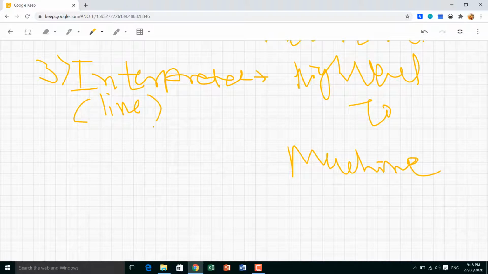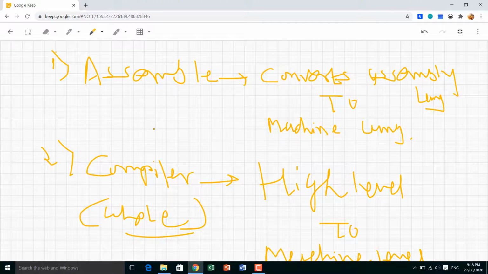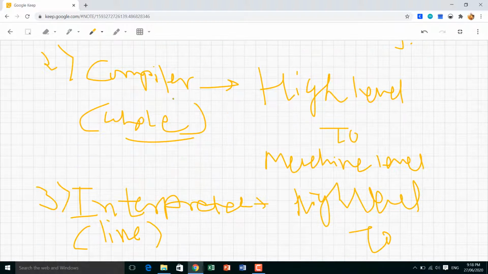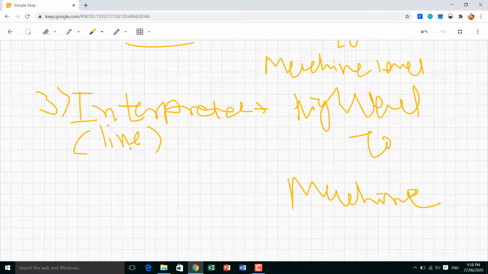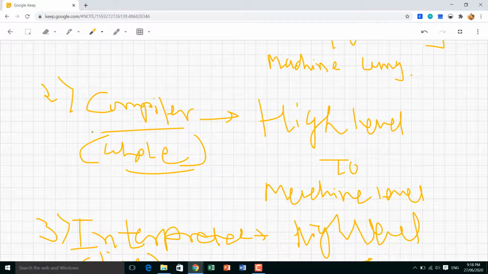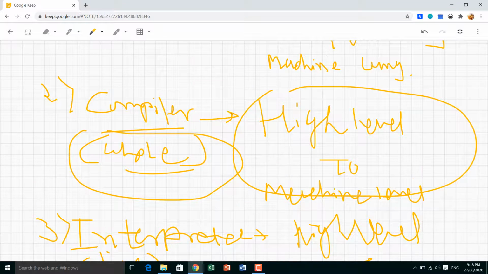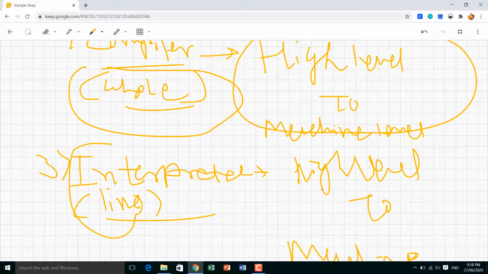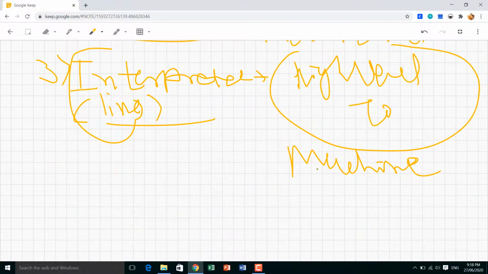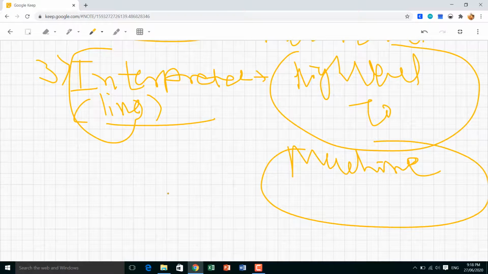So these are the functions of the language translators. First one is the assembler, second one is the compiler, and then the interpreter. The compiler converts the whole program from high level language to machine level language, and the interpreter converts line by line from high level language to machine level language. So these are the language translators.